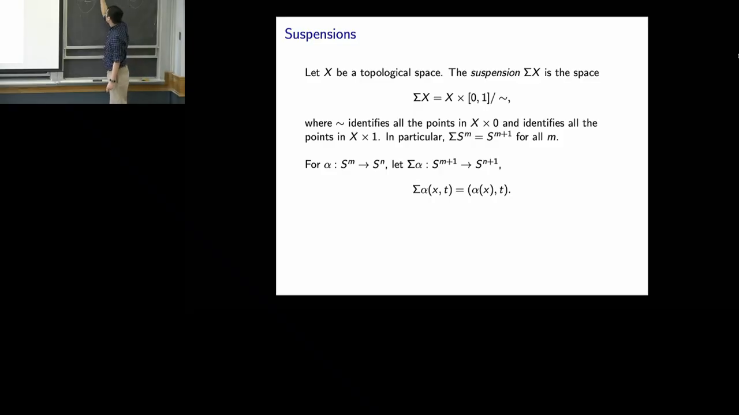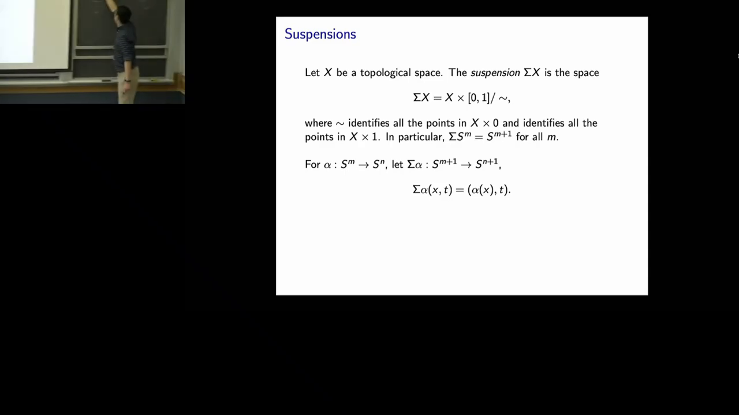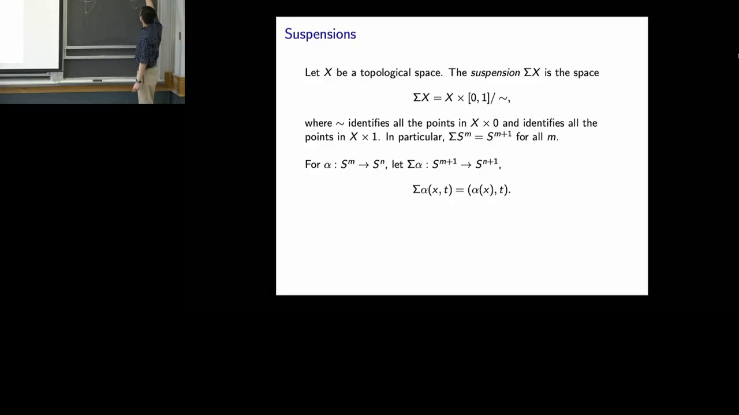The suspension consists of the North Pole plus the South Pole plus lines from the North Pole to the South Pole through every point in the equator. And so a natural thing to do is to take that line from the North Pole to the South Pole through x and send it to a line from the North Pole to the South Pole through alpha of x. Basically, we send what's written here: the suspension of alpha sends (x, t) to (alpha x, t). So the North Pole goes to the North Pole, South Pole goes to the South Pole, the equator goes to the equator, and lines from the North Pole to the South Pole through the equator go to lines from the North Pole to the South Pole through the equator.